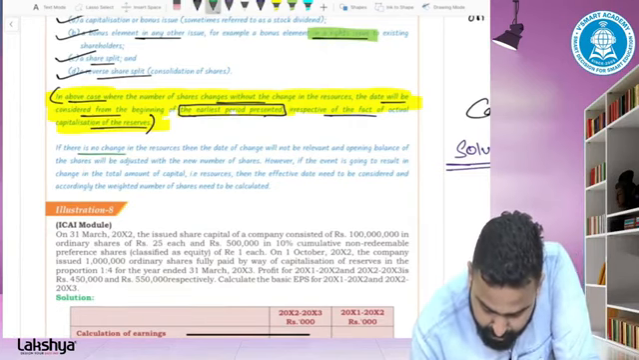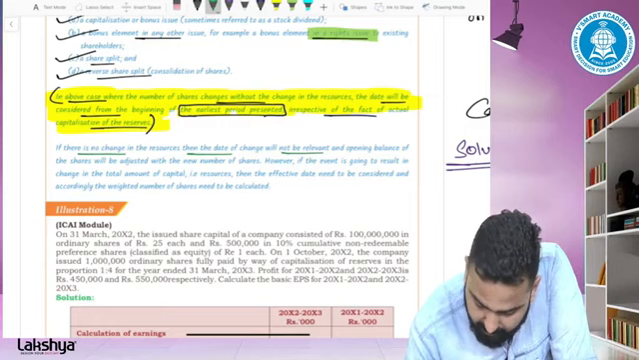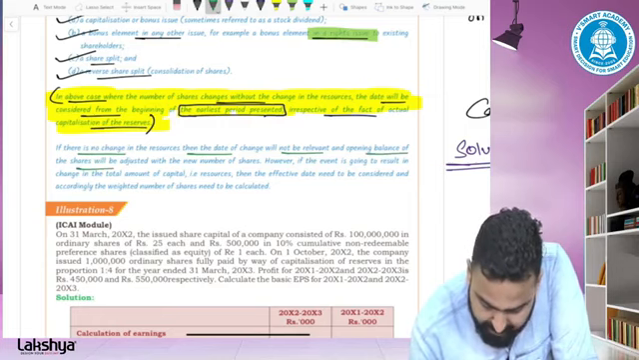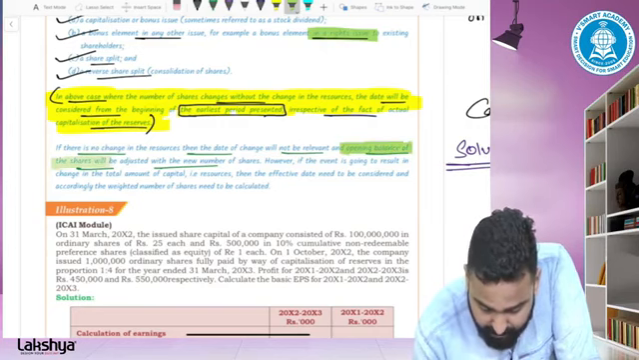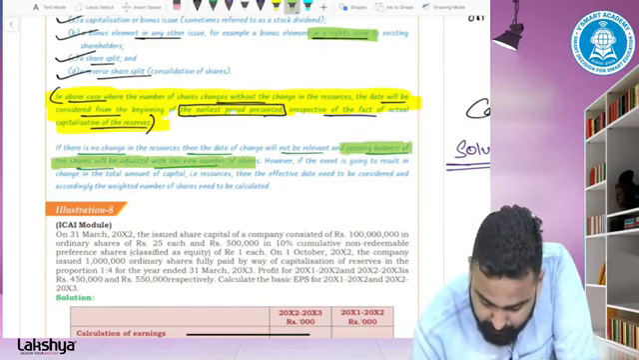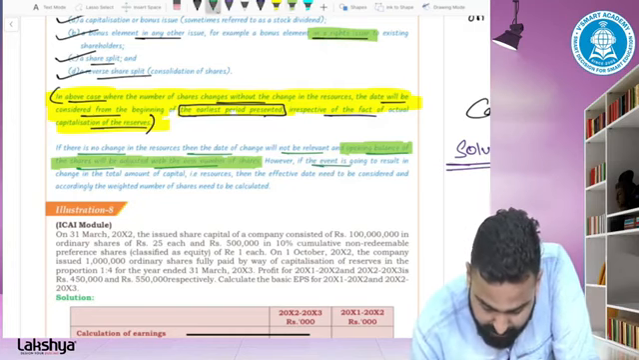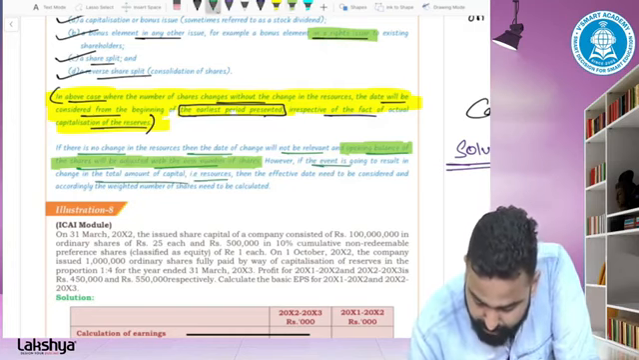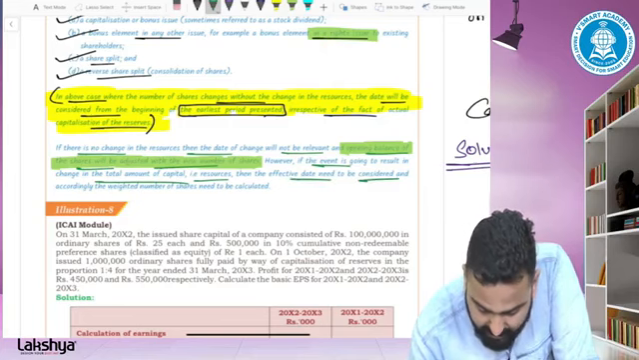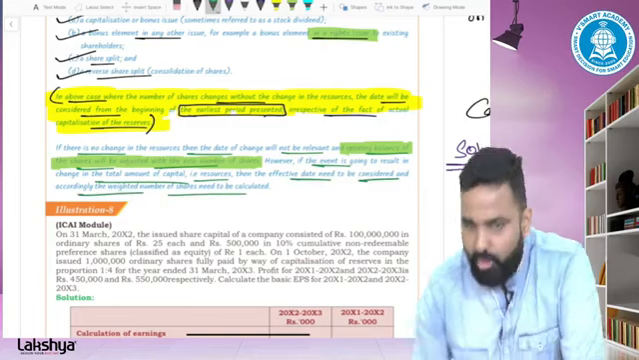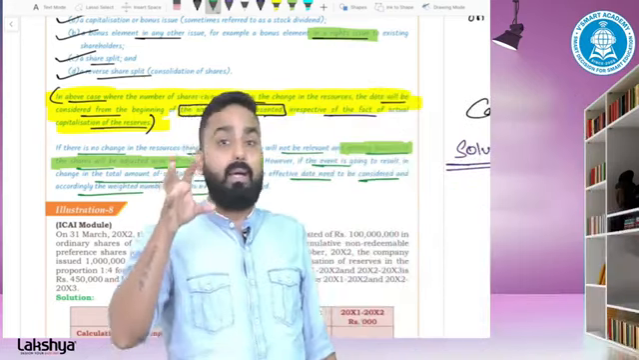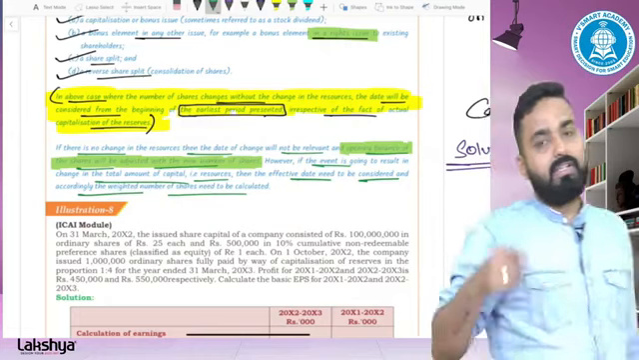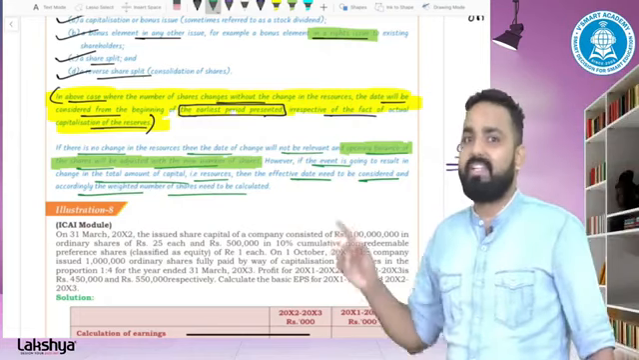If there is no change in the resources, the rate of change will not be relevant, and the opening balance of the shares will be adjusted with a new number of shares. However, if the event results in a change in the total amount of capital, that is resources, then the effective date needs to be considered, and accordingly the weighted average of shares needs to be taken.